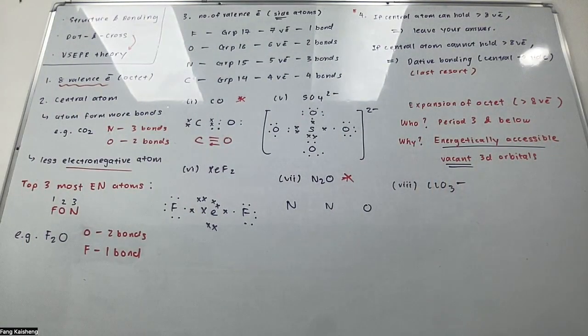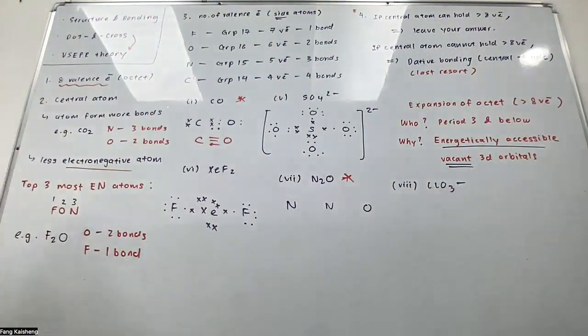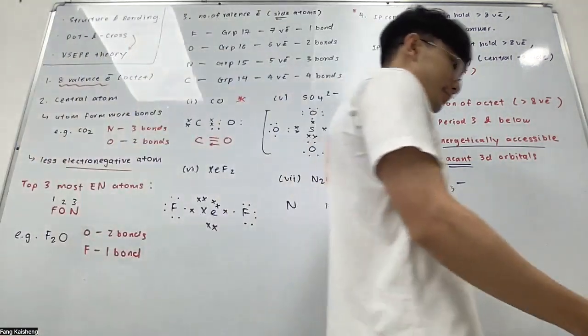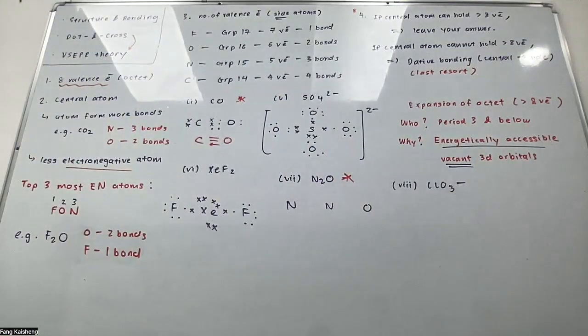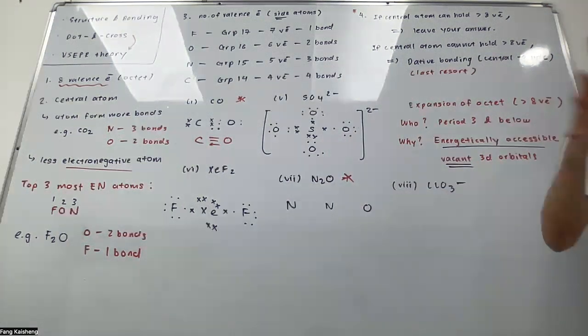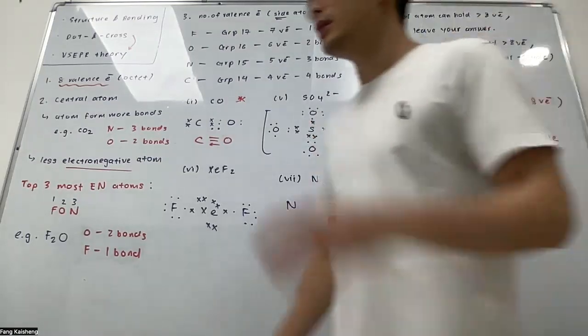Give this a try. From here you can follow whatever I taught you, right? You definitely can draw the structure. Just a heads up, there are 2 possible answers for N2O. Some of you might get the other answer, some of you might get the more normal answer. Doesn't matter, right?